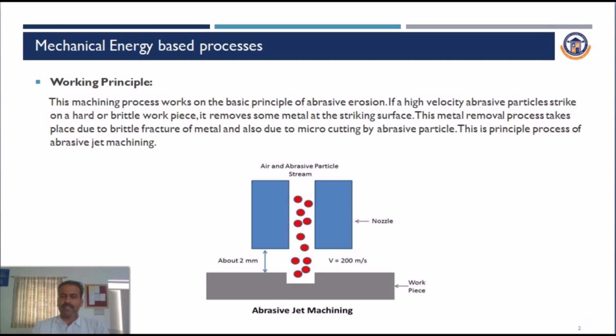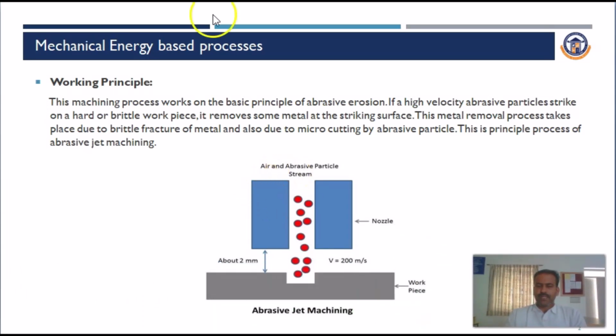If high velocity abrasive particles strike a hard or brittle workpiece, it removes some metal at the striking surface. This metal removal takes place due to brittle fracture of the metal and also due to micro cutting by abrasive particles. This is the principle of abrasive jet machining.